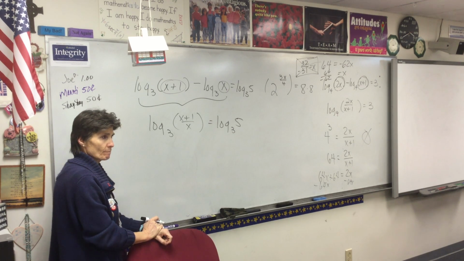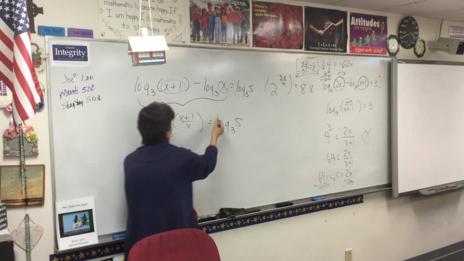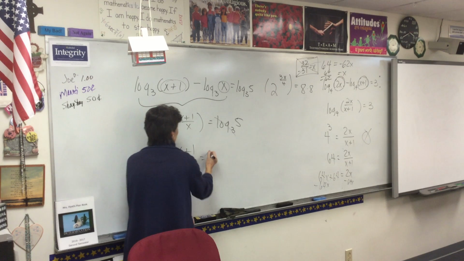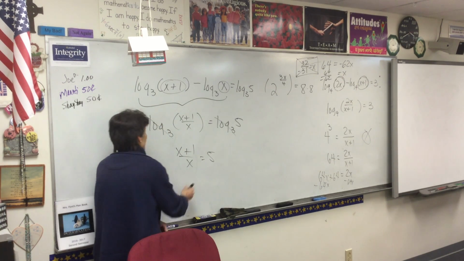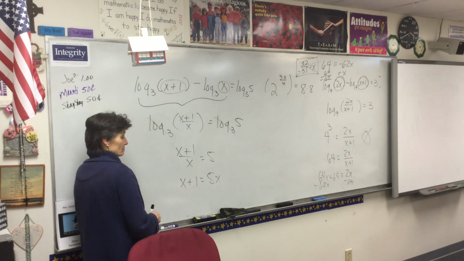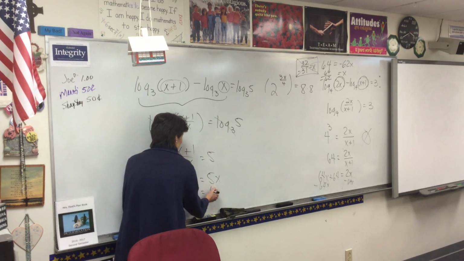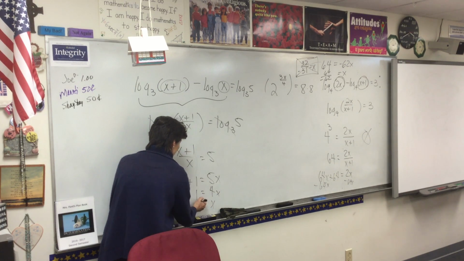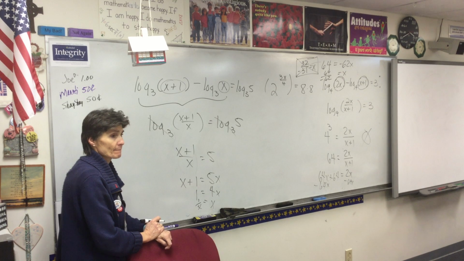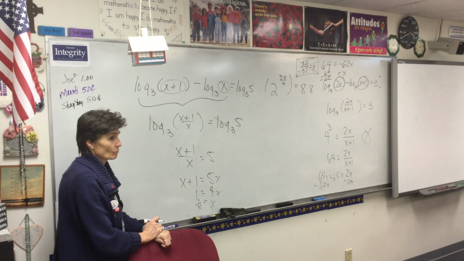Now what? We can just drop these, right? Yeah. So x plus 1 over x equals 5. Multiply by x. X plus 1 equals 5x. Subtract x. 1 equals 4x, and x equals 1/4. Is that okay?